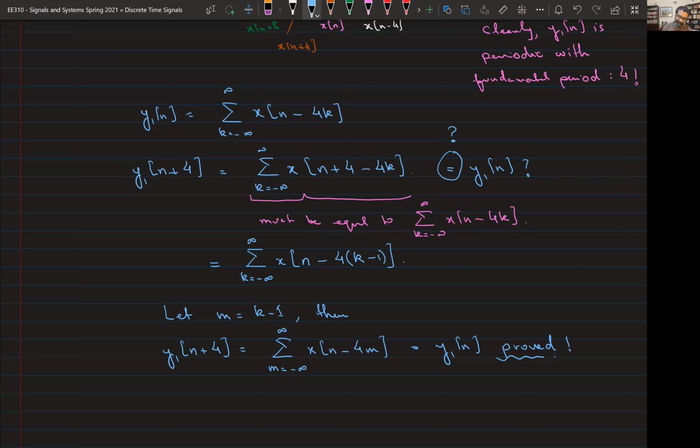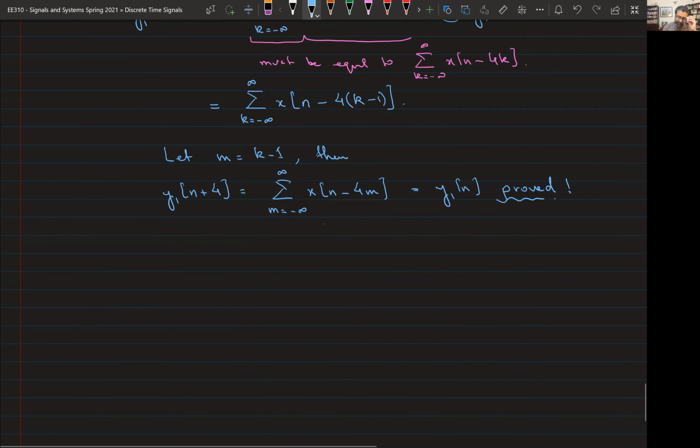Okay. Now, as I always do, let me up the game a little bit. The bottom line is y1 of n is periodic with fundamental period n equals 4.